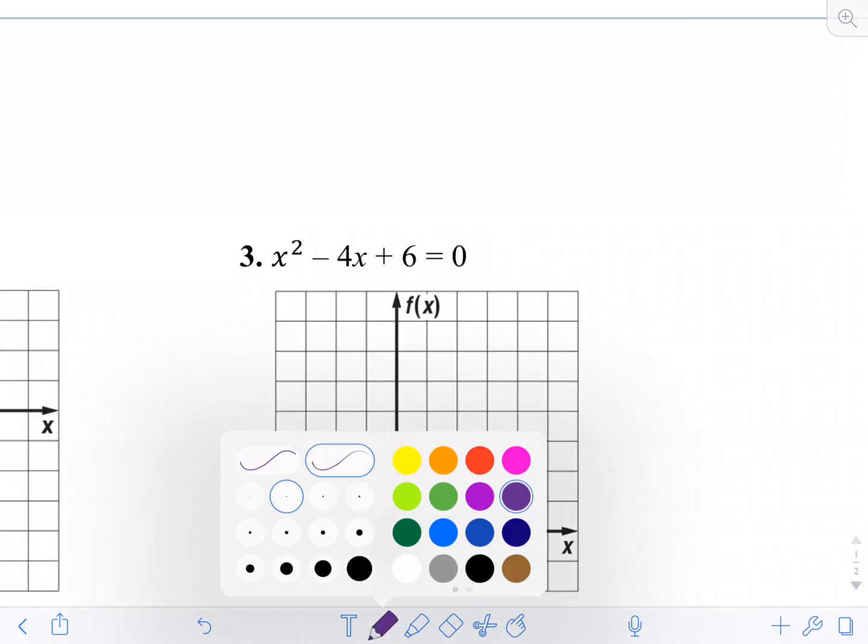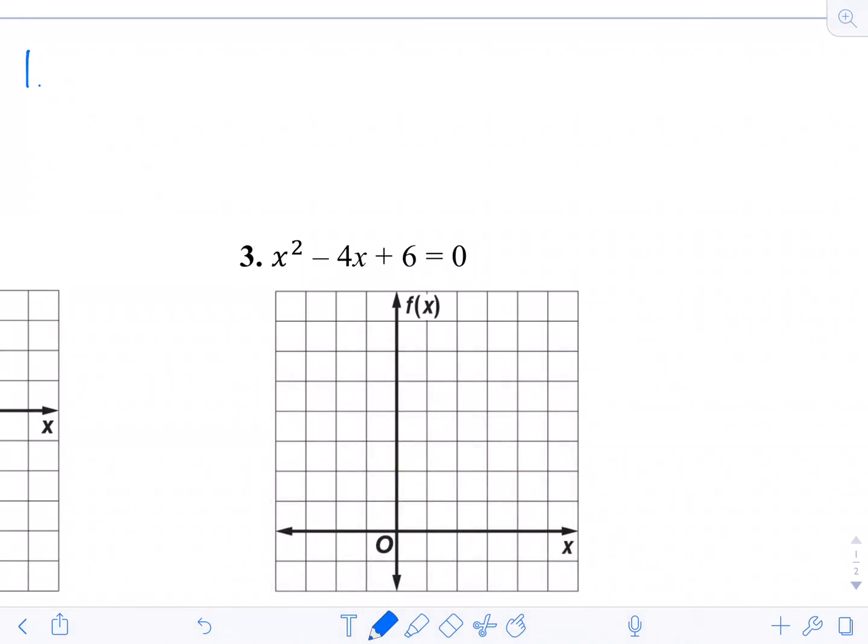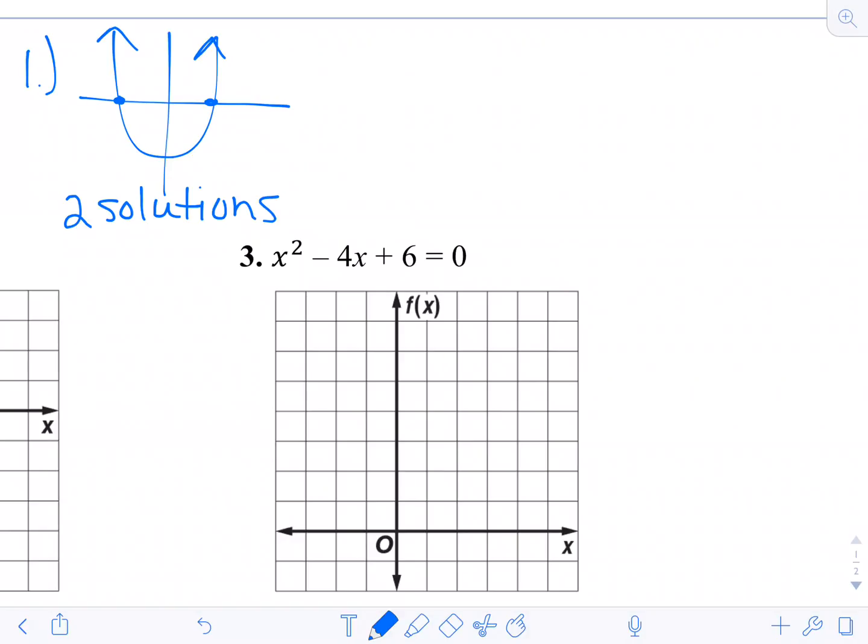Okay, so one thing that you will see, so I'm going to put here number 1, is you will see a graph that looks like this. Here's your x and y axis. You have a quadratic. It crosses the x-axis twice. What this means is that you would have two solutions.